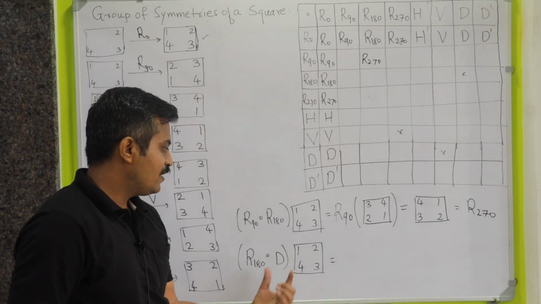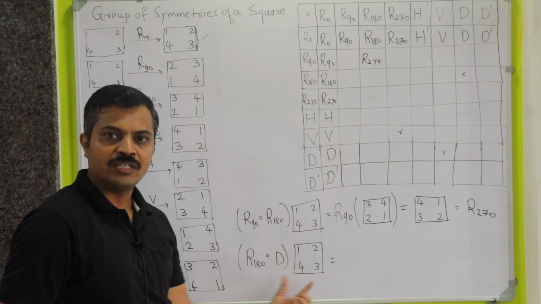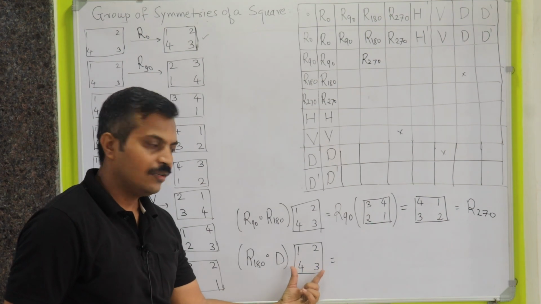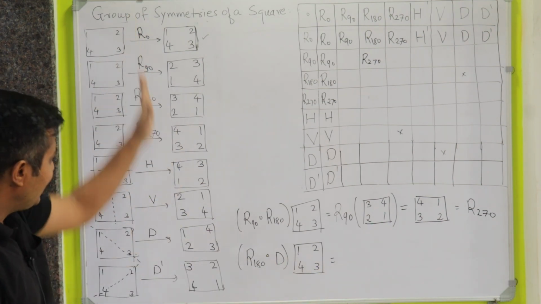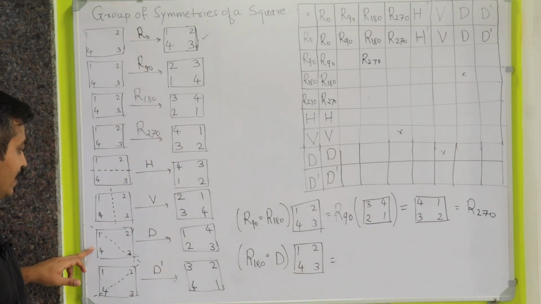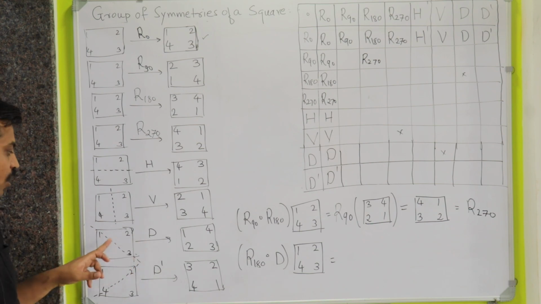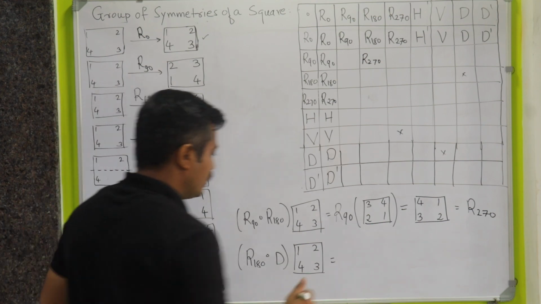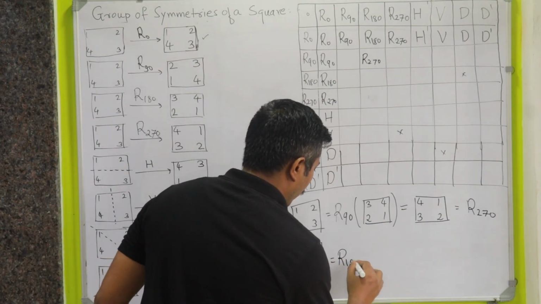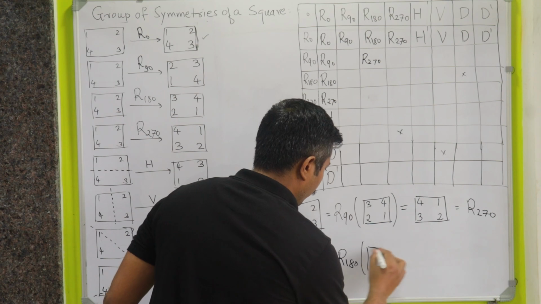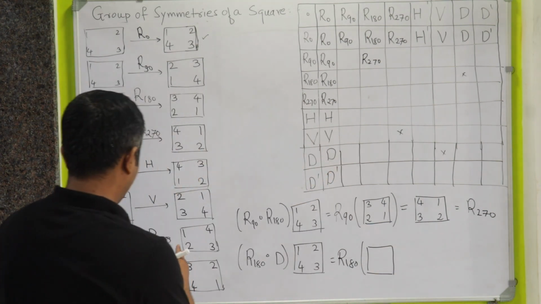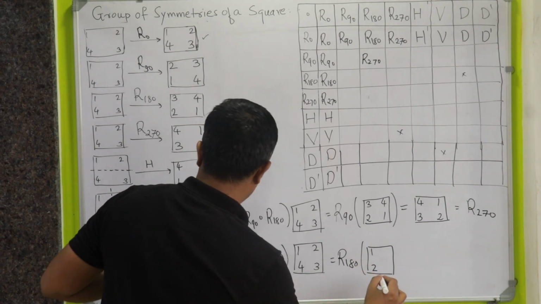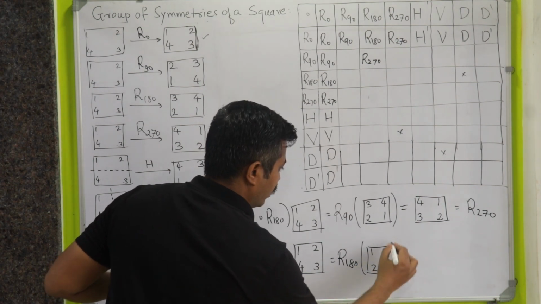Now similarly, let us do calculations for this. Again I have written our square 1, 2, 3, 4. Now you have to operate D on this square. Now the answer lies in this table only. As you can see, if we operate D on this square, we get this square. So let us write it there. So this is equal to R180 of this one. So 1, 2, 4 and 3.